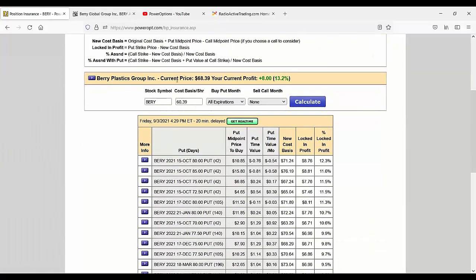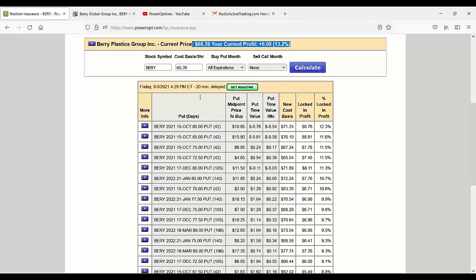Now the system gives me a breakdown that the stock's at $68.39. My current profit is 13.2%, unrealized, of course, unless I sell it. But I want to stay in this position. Maybe I'm going to stay in this position past the next earnings date, which might be out to November or late October. Berry doesn't, but if it paid a dividend and it's a core holding, I want to go through the next 3 or 4 months. So this is showing me the available put options we have for our current position and what our new locked-in, guaranteed profit would be if we bought one of these put options against the position.